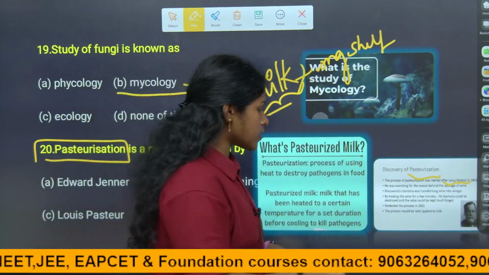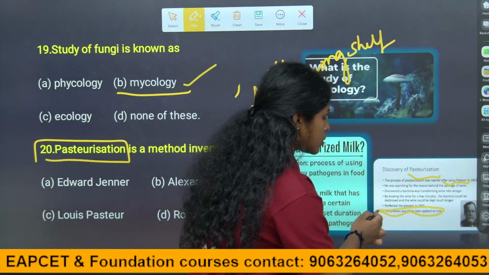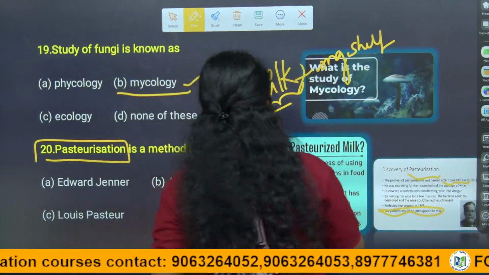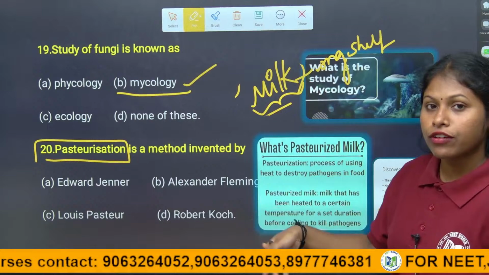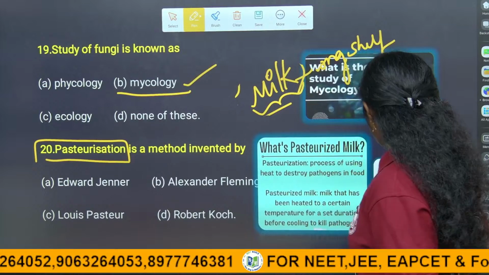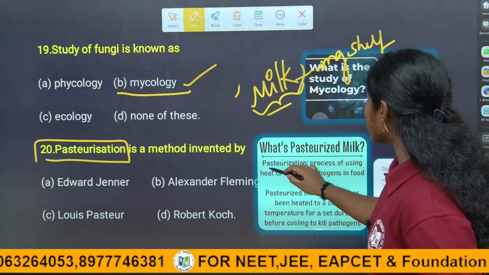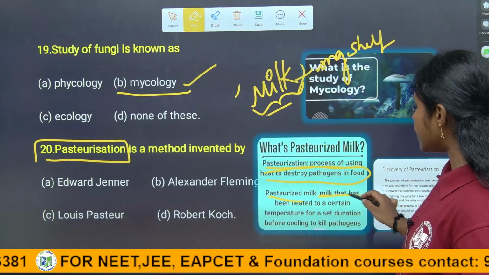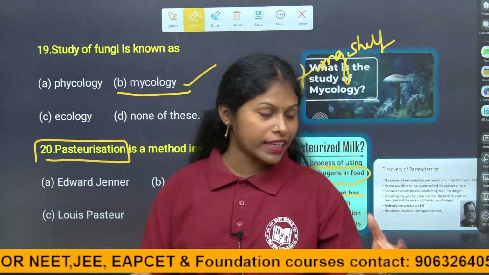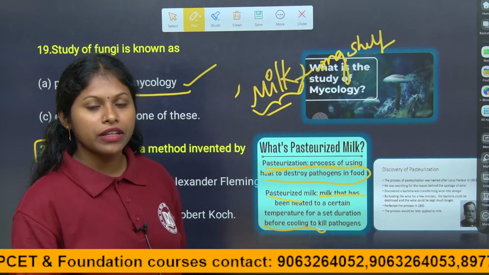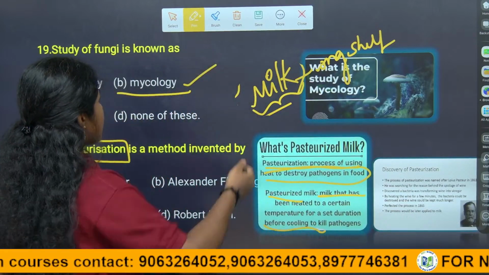Later he applied the same process to milk also. That is pasteurization. It is very helpful for milk, because in day to day life milk should be available for the people. So pasteurization is the process of using heat to destroy pathogens in food. Pasteurization of milk means the milk is heated to around 70 degrees to kill microorganisms, followed by sudden cooling. This allows the shelf life of the milk to be increased. So this is about pasteurization, children.